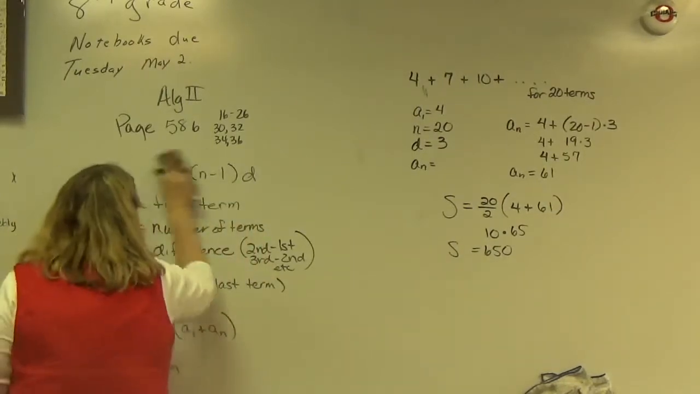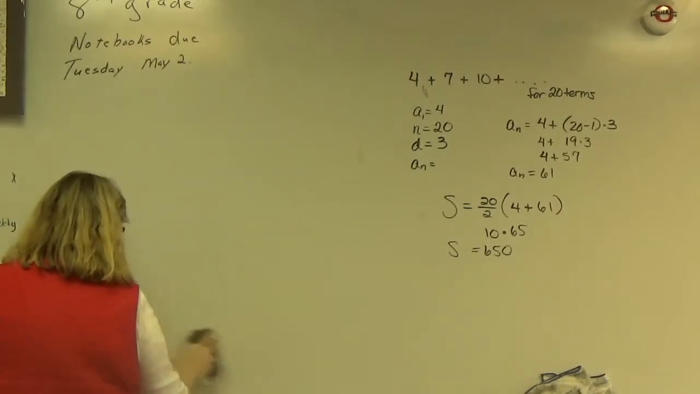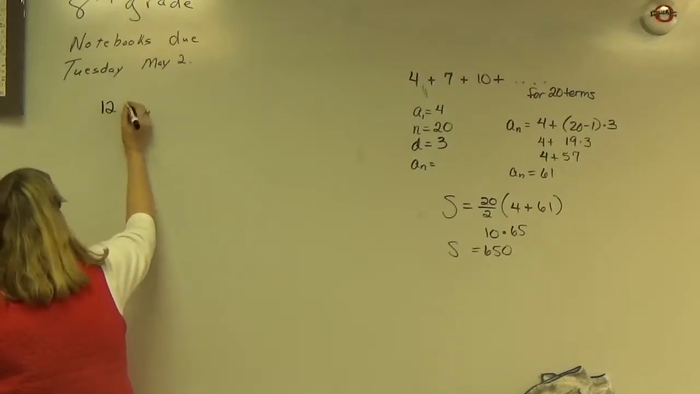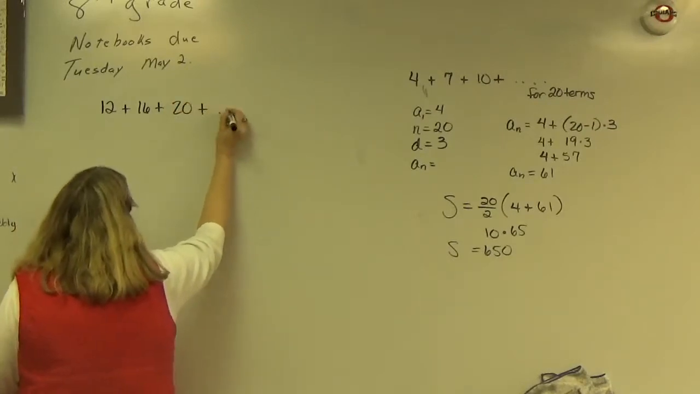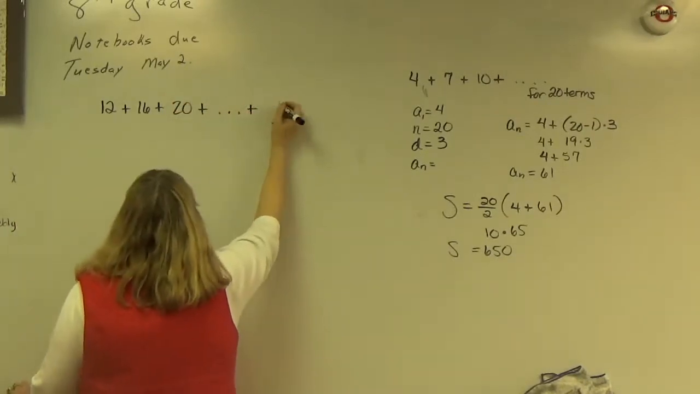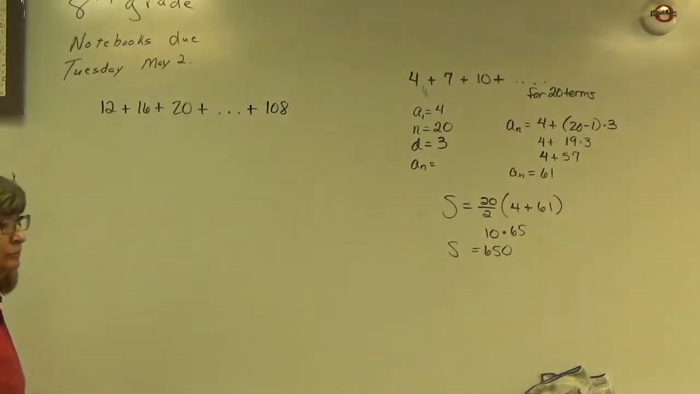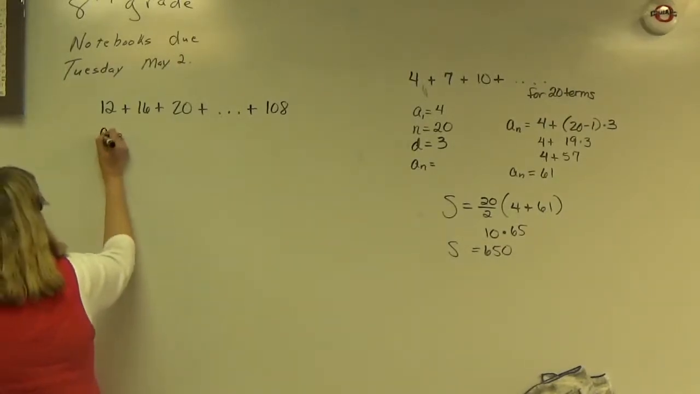Okay, next example. I'm going to write it looking a little bit different. I want you to find the sum of that sequence. The first thing we want to do is start listing what we know. So Josie, what do you know? The first term is 12.